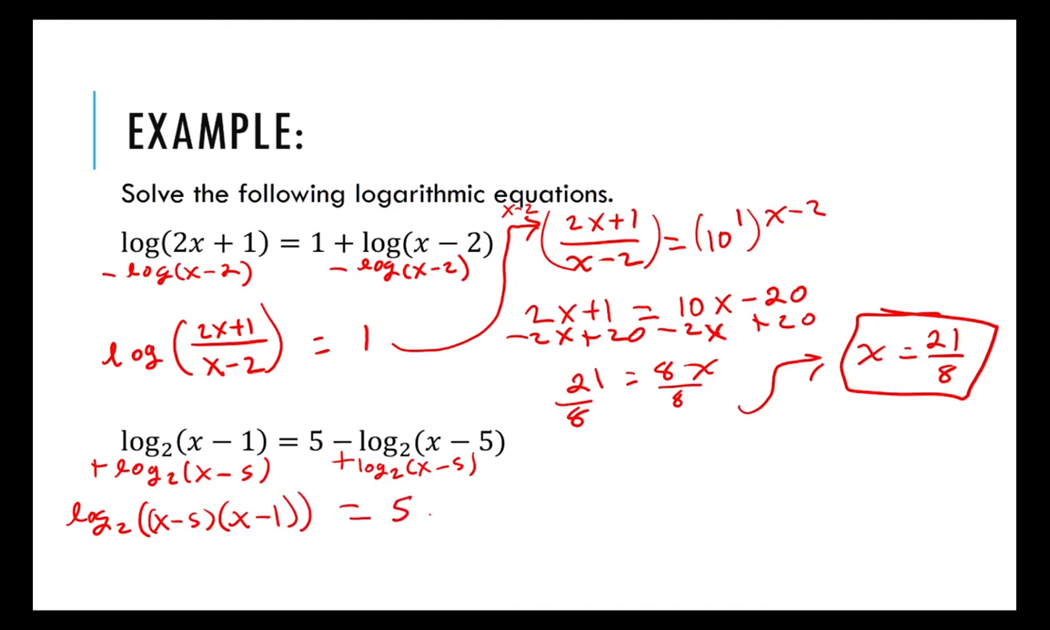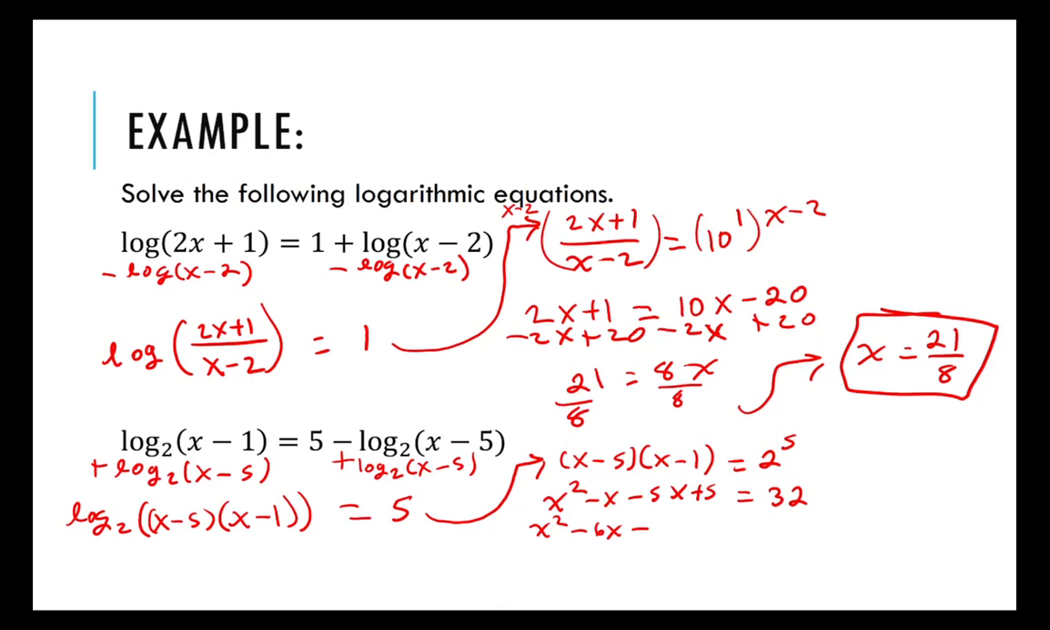Then I can write this using the definition. That's going to be (x minus 5) times (x minus 1) is equal to the base 2 raised to the 5th power. I see that I'll have a quadratic. That's going to be x squared minus x minus 5x plus 5 is equal to 32. So that's x squared minus 6x plus 5 minus 32, which is minus 27, is equal to 0.